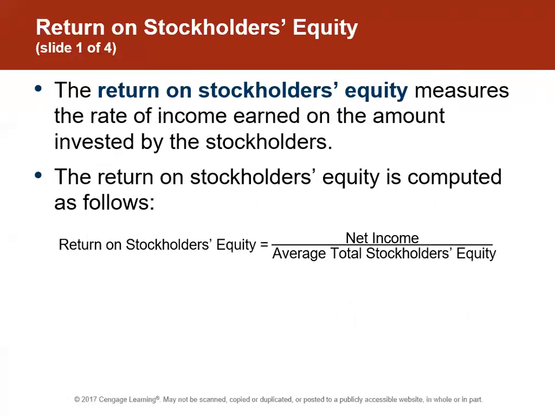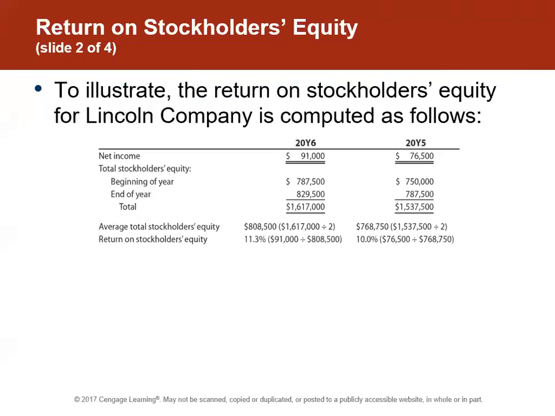And the last 2 we're going to look at are return on stockholders' equity and return on common stockholders' equity. Return on stockholders' equity measures the rate of income earned on the amount invested by stockholders. So basically, what are we doing with the money given to us for stock? When they purchase stock from us, we're getting cash. How are we utilizing that cash? Are we seeing an actual increase in net income from it? So return on stockholders' equity, you just take net income divided by average total stockholders' equity.